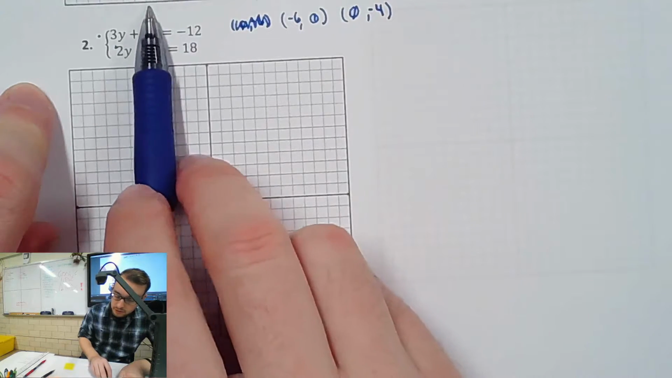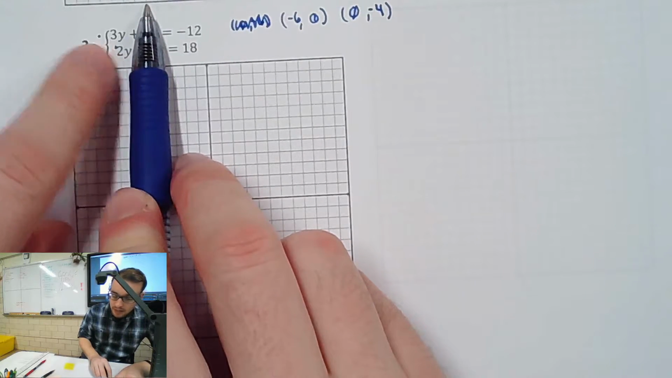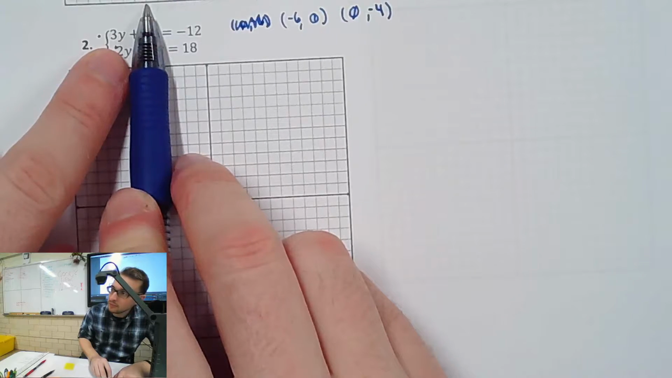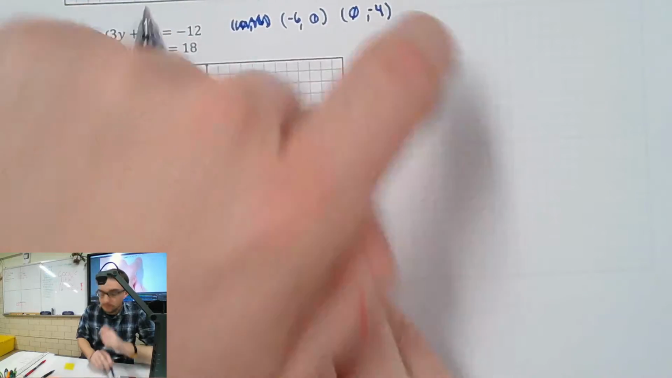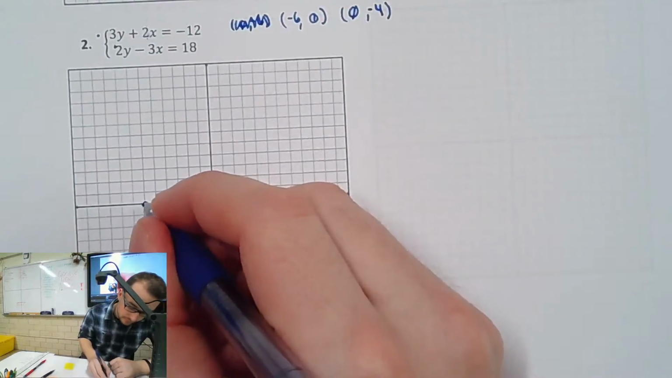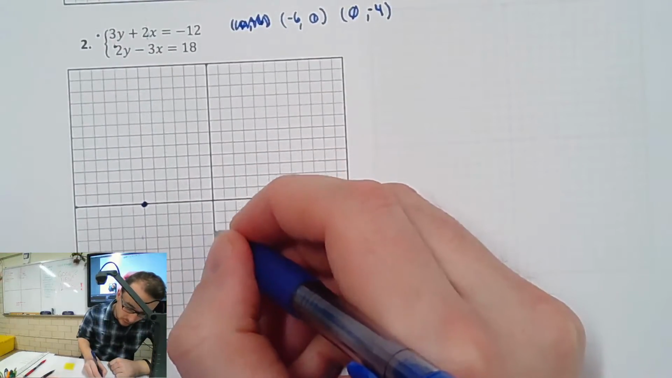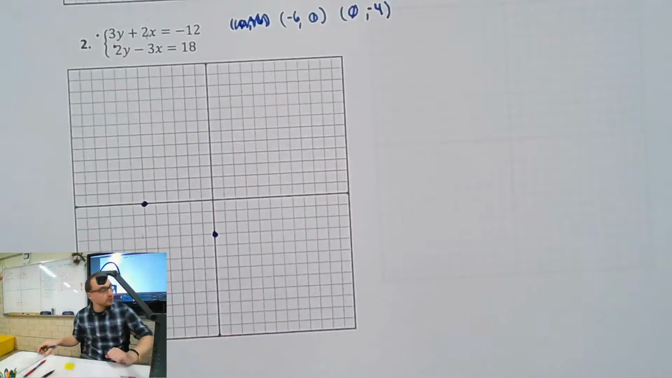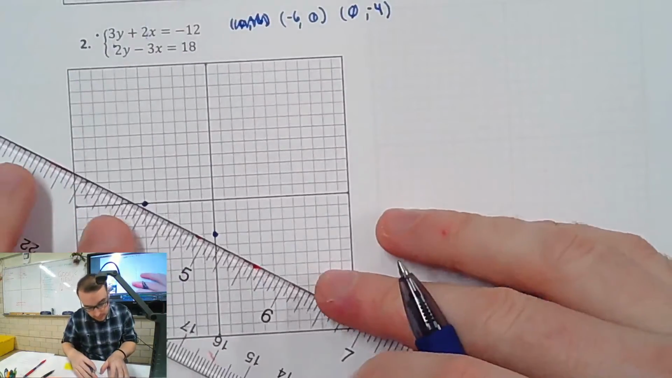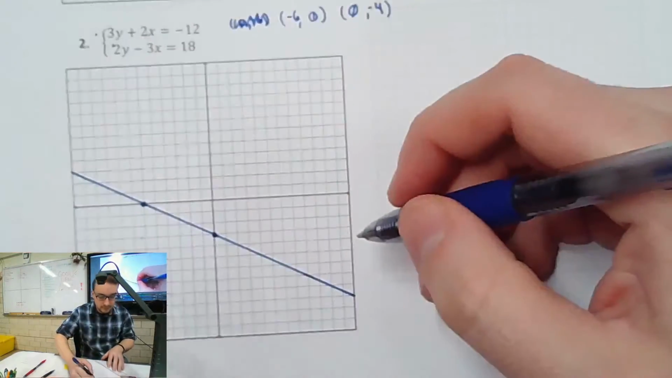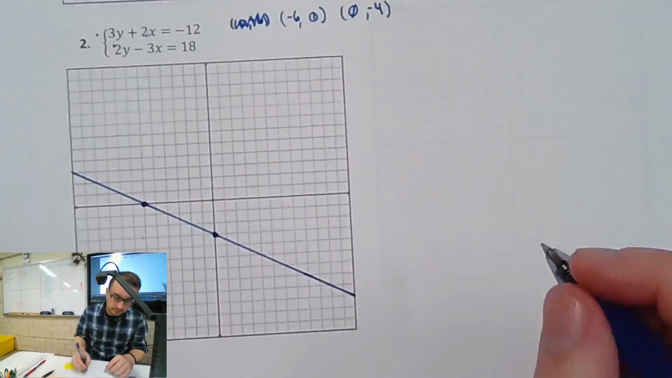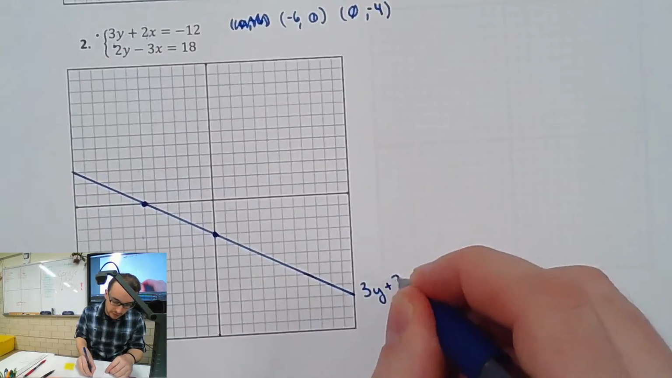2 times 0 is 0, so it goes away. We have 3y equals negative 12. We divide by 3, we get negative 4. So 0, negative 4 is the y-intercept. And again, 2 points make a line. So there's the blue line. 3y plus 2x equals negative 12.